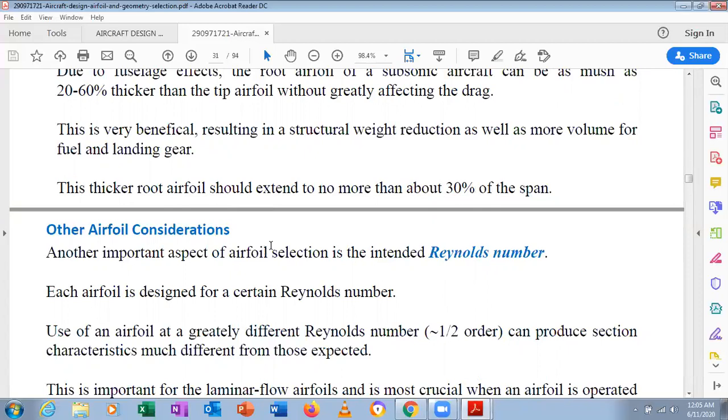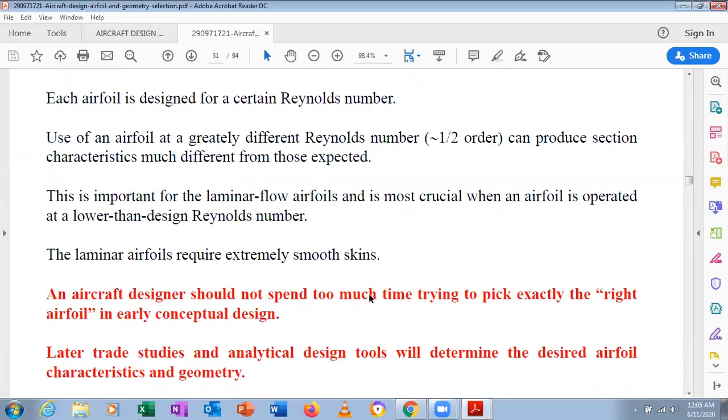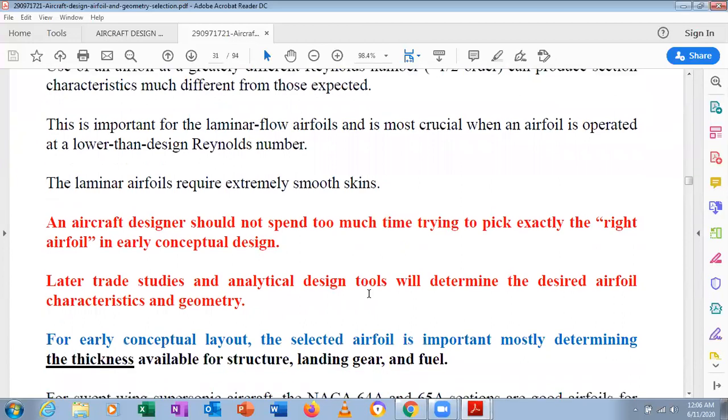Another important aspect of airfoil selection is Reynolds number. Already you know that Reynolds number is a function of free stream Mach number and angle of attack, correct? Each airfoil is designed for a certain Mach number. For example, a Reynolds number less than 2000 is for laminar flow, and if it is greater than 2000, it is for turbulent flow. So Reynolds number plays a very important role in designing the airfoil. Understood? This is important for laminar flow airfoils, and most crucial when an airfoil is operated at a lower than design Reynolds number.